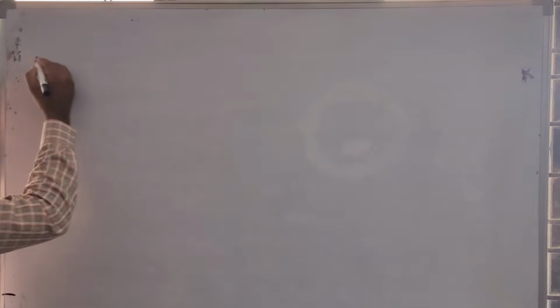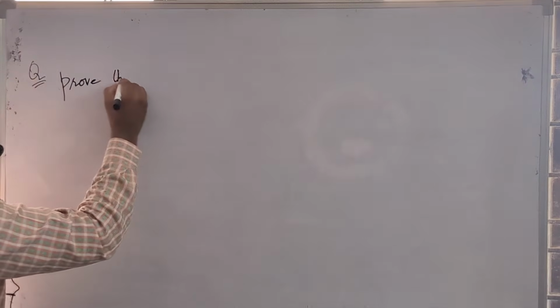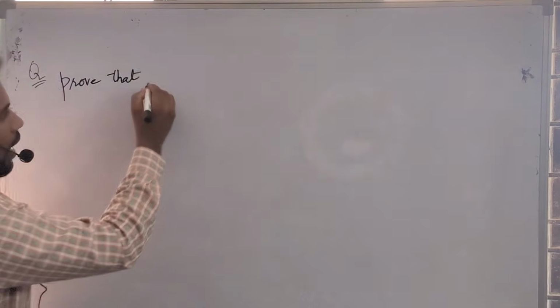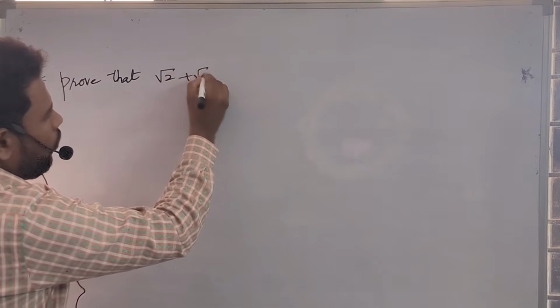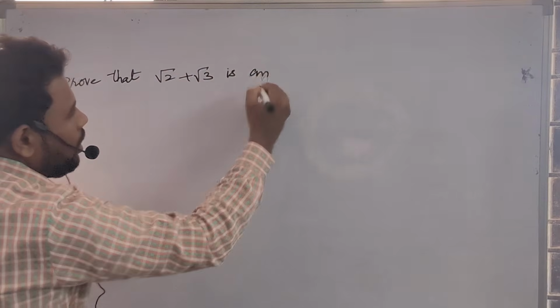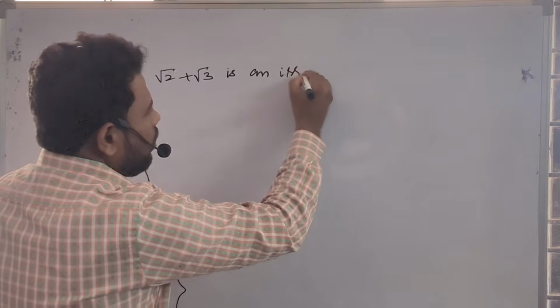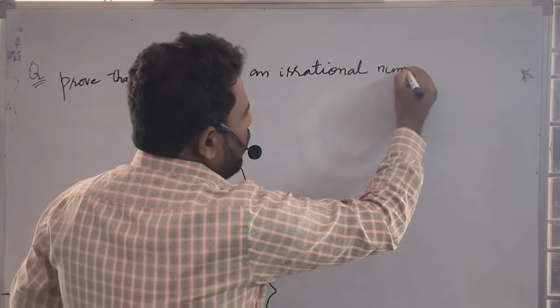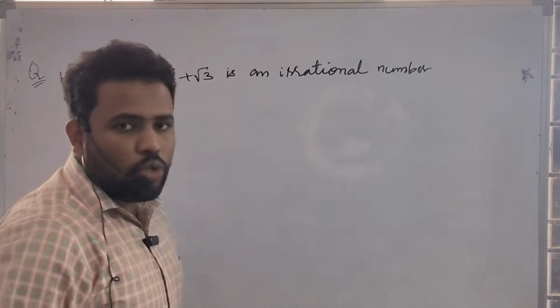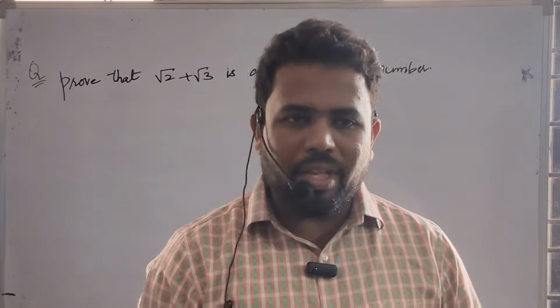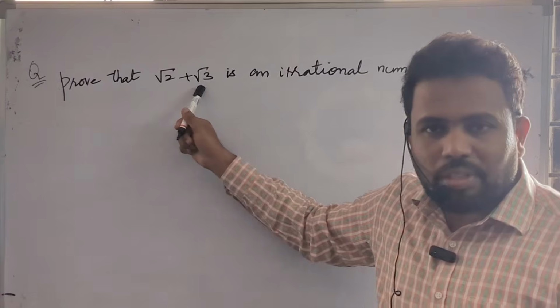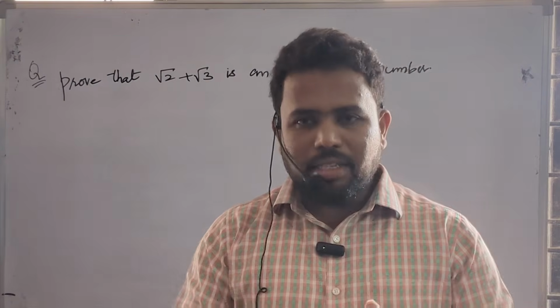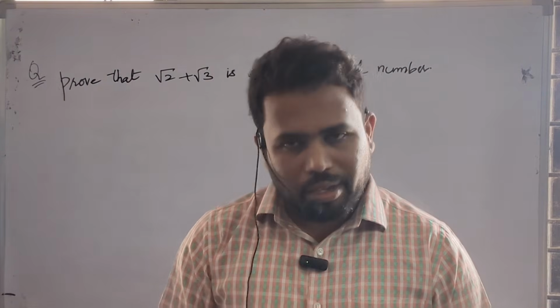I am reading the question on the board. The question is, prove that root 2 plus root 3 is an irrational number. Here in this question, we have to prove that root 2 plus root 3 is an irrational number. Let us see how we can prove this.